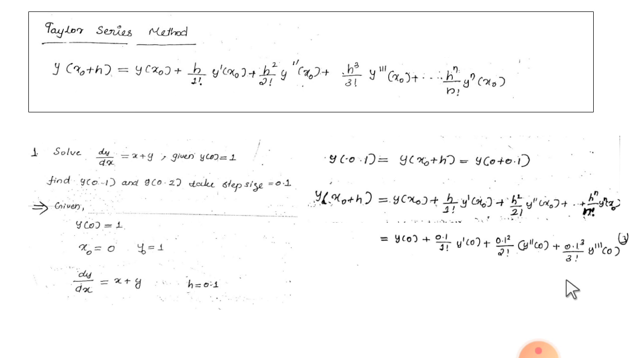By solving a problem, we can apply the Taylor series method, so it will be much more clear. Question is this: solve dy by dx equal to x plus y, given y of 0 is equal to 1. You have to find y of 0.1 and y of 0.2. You have to take step size as 0.1, that is, take h as 0.1.